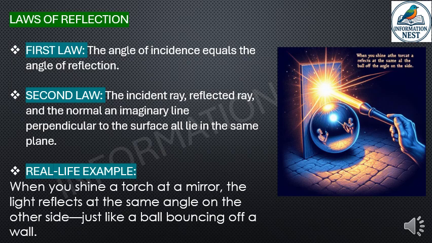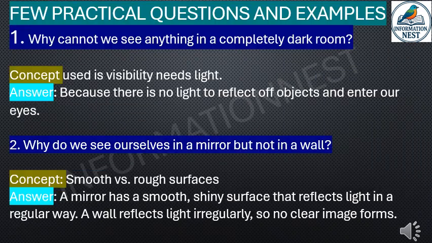Here is a fun example. Shine a torch at a mirror. The light doesn't go wild. It reflects neatly at the same angle, just like a ball bouncing off a wall. Science loves symmetry. So next time you bounce a ball or flash a light, remember light follows rules too.